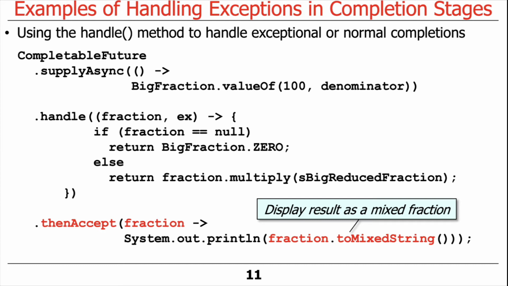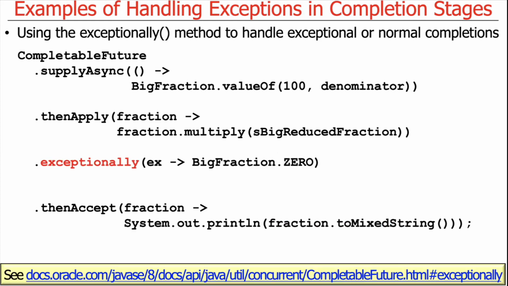So you can see how handle can basically check to see if an exception occurred and then do something to compensate for it in some way, like changing the value, and then proceed on as if nothing had gone wrong at all. So that's one way of dealing with exceptions. Let's take a look at another way to deal with exceptions.